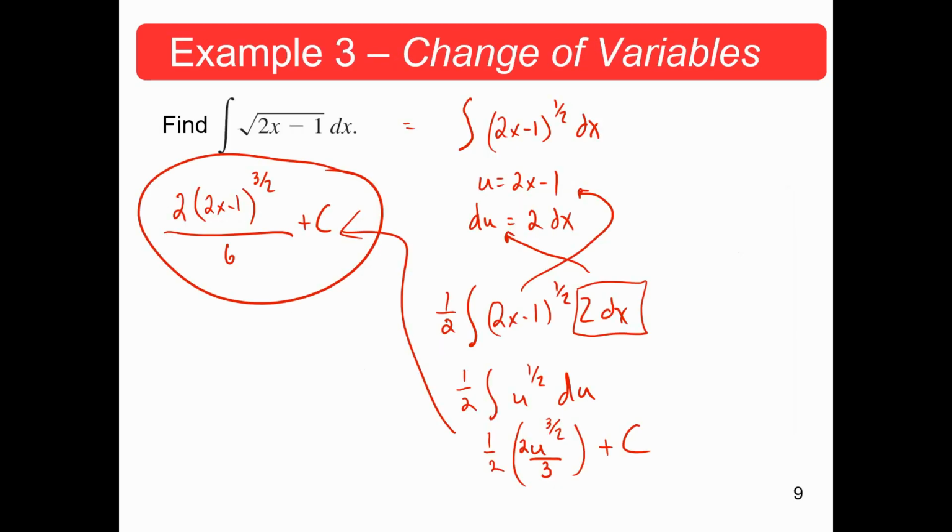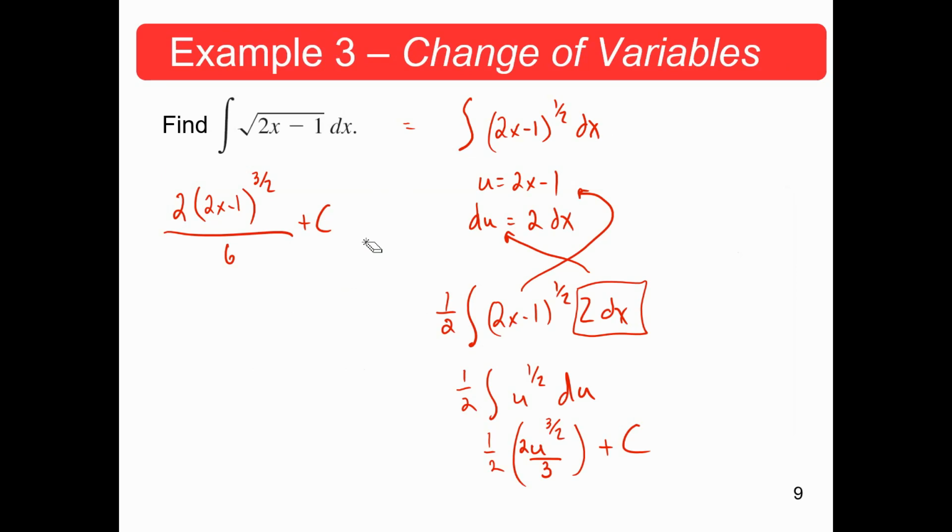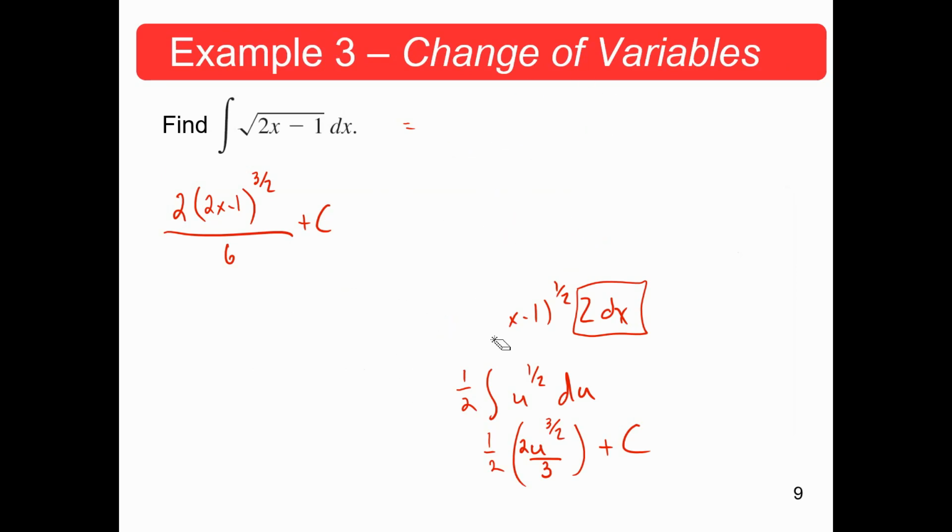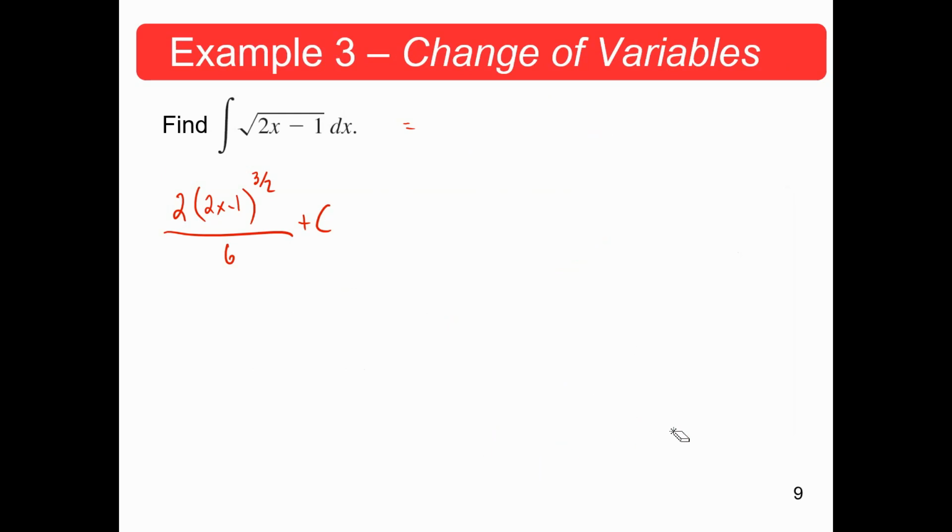So let's come back to this problem right here. Y'all have already done this. I'm going to erase all of this. You want to know, can I know whether or not I got it right? Well, sure, we know how to differentiate, right? And I could have simplified this. This could have been (2x minus 1) to the 3/2 over 3 plus c.